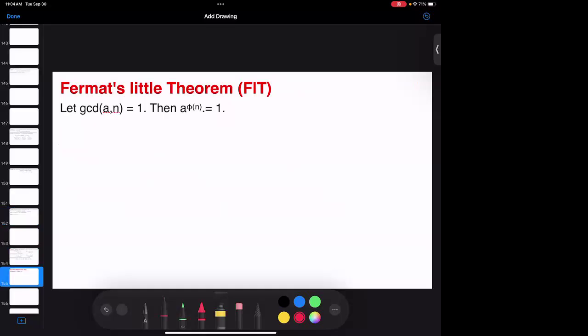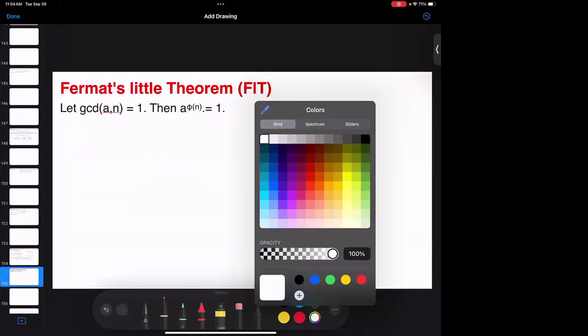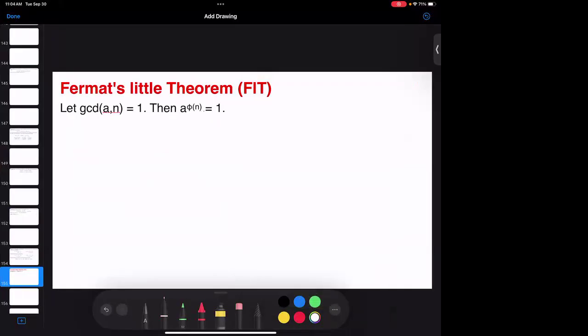So we've basically already done this. I don't know why it has put in a dot there, but I can just shift, I think, to white and get rid of it. There we go. Okay. So imagine we have a number a that's relatively prime to n. Then a to the phi of n equals 1. So if n is prime, if n equals a prime p, then that implies a to the p minus 1 is congruent to 1 mod p.